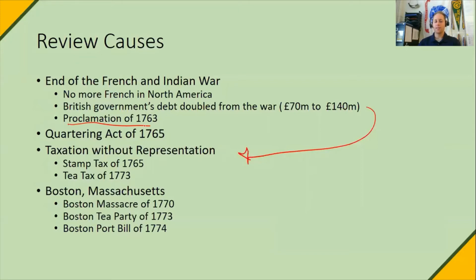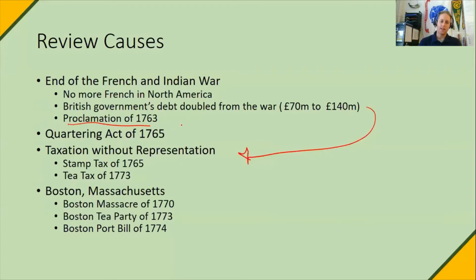Quartering Act of 1765. The Quartering Act of 1765, this was where the British Parliament pretty much told the Americans that they would be responsible for housing and feeding British soldiers that were in North America, that were there to protect the colonists from Native Americans after Pontiac's rebellion, or also just keeping the peace.